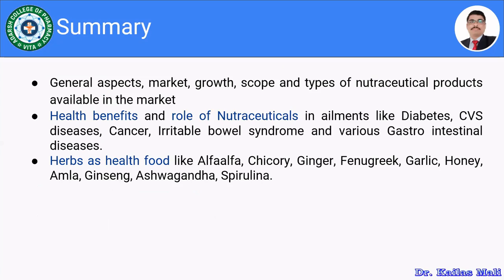So in all, we have discussed the general aspects, market growth, scope, types of nutraceutical products available in the market. Furthermore, we have discussed the health benefits and role of nutraceuticals in diseases like diabetes, cardiovascular diseases, cancer, irritable bowel disease or syndrome, and various gastrointestinal diseases. And the last point which we have discussed is herbs as a health food like alfalfa, chicory, ginger, fenugreek, garlic, honey, amla, ginseng, ashwagandha, and spirulina.